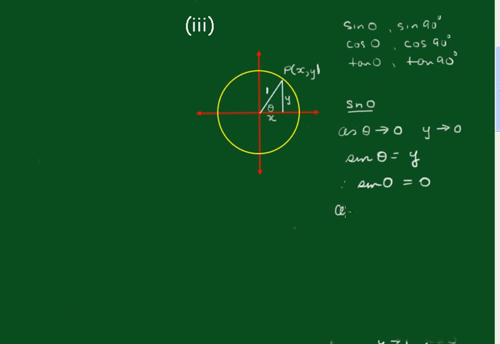Now, as theta goes towards 90 degrees, this time y will approach, as it gets bigger and bigger, 1. So the sine of 90 degrees is equal to 1 in the limit. Alright, so I'll just align those ones. So now we've got that one and that one.